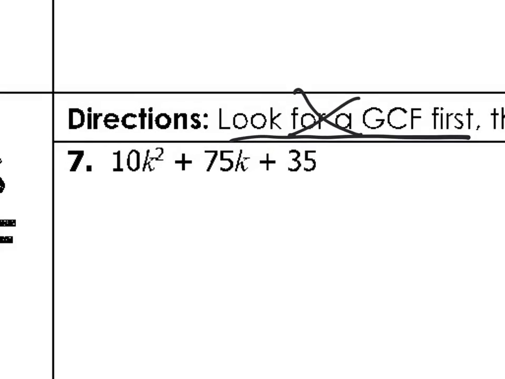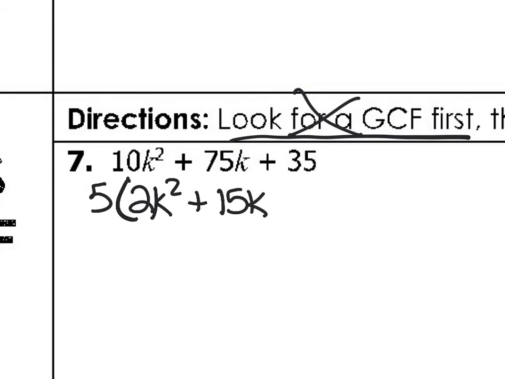All right, 10k squared, 75k, and 35. Well, I know 35, that's my smallest number, but it won't go into 10. So how about 5? Okay, sorry about that. All right, so let's try 5. 5 will go into 10k squared, 2k squared. 5 will go into 75 15 times, and 5 will go into 35 7 times.